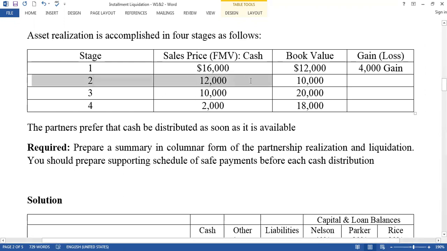What about the second installment? Our book value is $10,000, but we receive cash from the market $12,000. Again, $2,000 is good news, a gain. Then in the third stage, we sell $20,000 of asset, but we receive cash $10,000. So of course it is bad news, a loss. And in the last stage, we sell $18,000 of book value asset, but we receive $2,000, and again $16,000 is the loss.